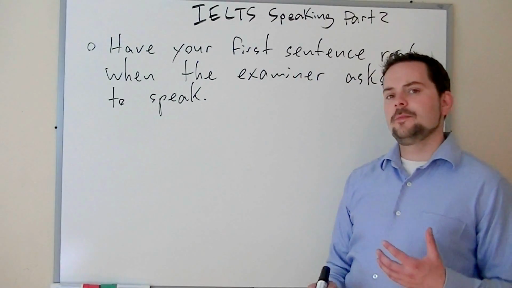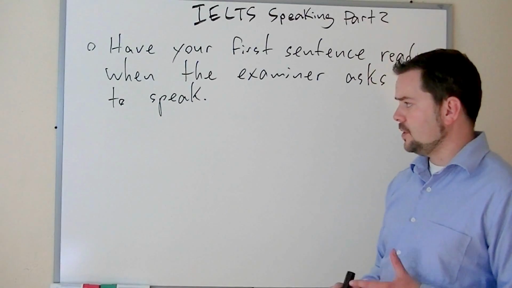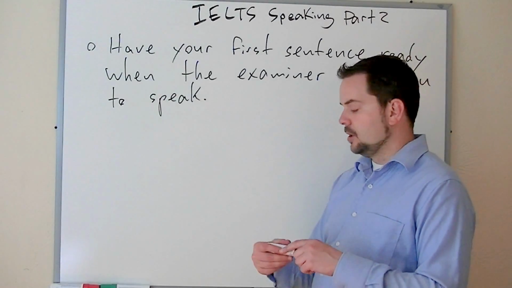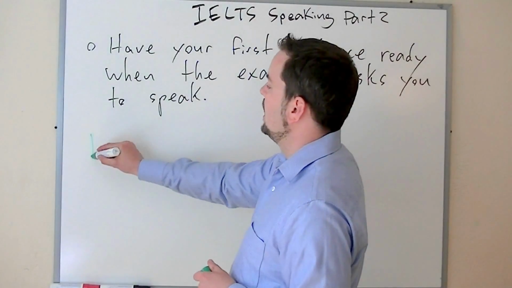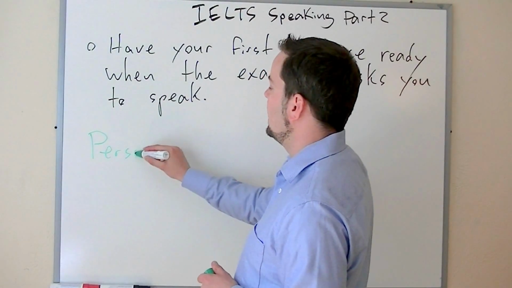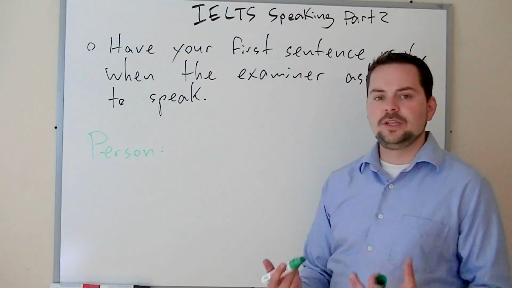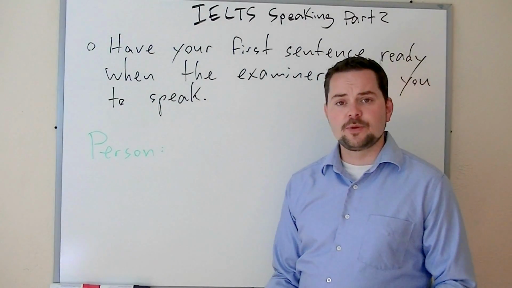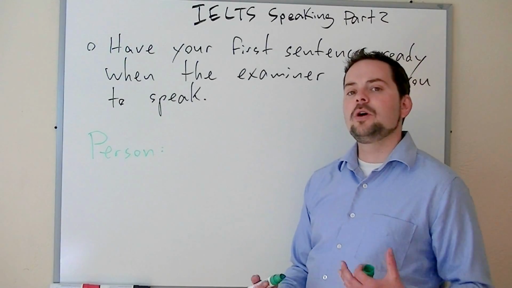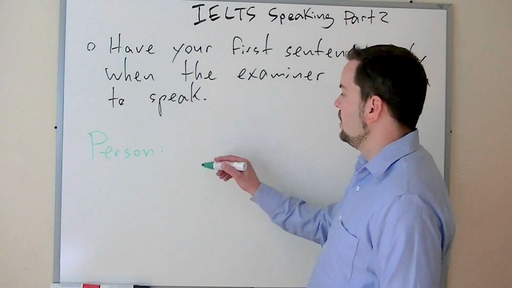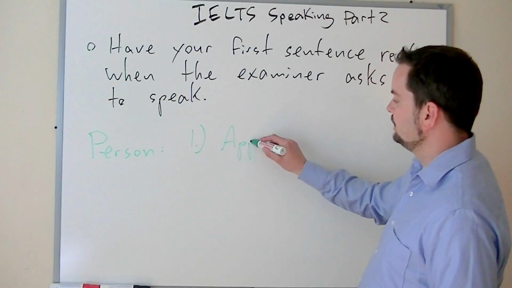Okay, now let's talk about some more detailed, more specific strategies for part 2. So in this example, the question is dealing with a person. And when the card has a question about a person, so talk about your best friend, talk about a teacher, talk about a famous person, talk about a role model, remember that there are 3 parts to describing a person. The first part to describing a person is their appearance.